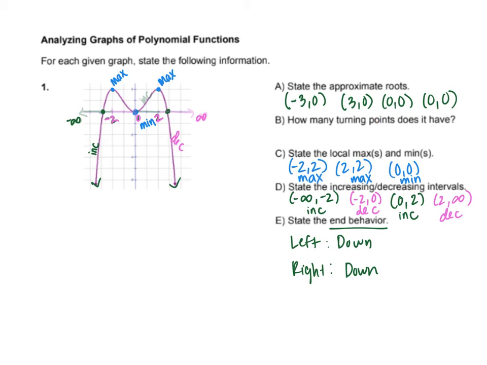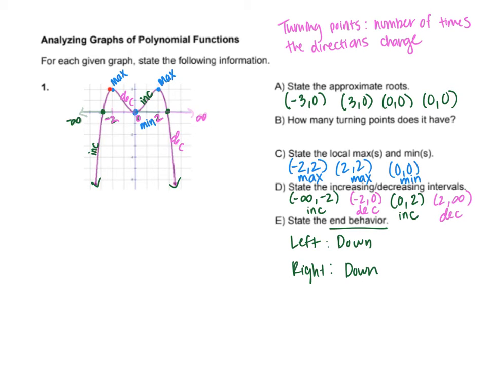Now for turning points, let me just write the definition up here. So turning points are referring to the number of times the direction changes. And what I mean by direction that's changing is that it's going from increasing to decreasing to increasing and then decreasing. So if you look at how many times we switch, let's count them.